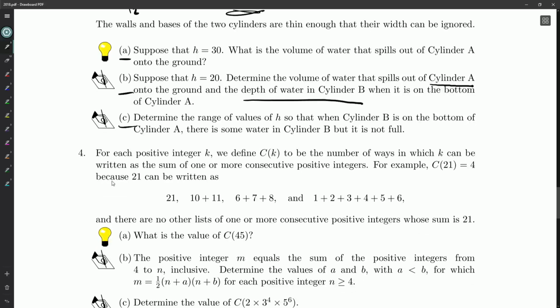Alright, C part, we'll wrap question 3 up. Determine the range of values of H so that when cylinder B is on the bottom of A, there is some water in cylinder B, but it is not full. Not full, okay.